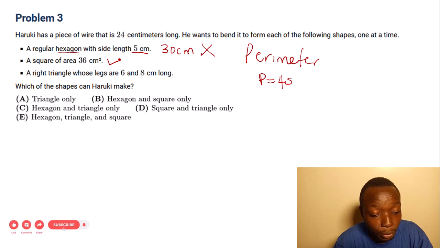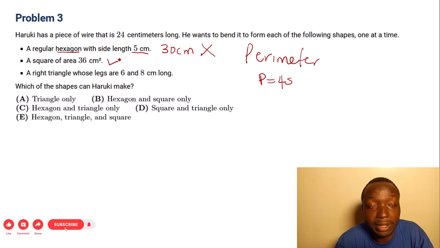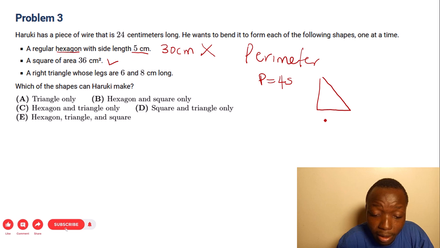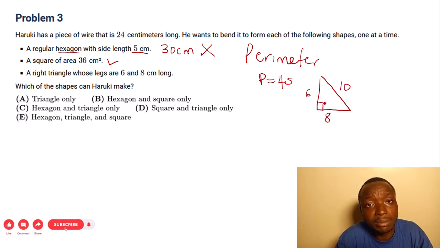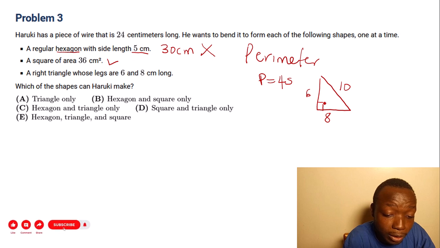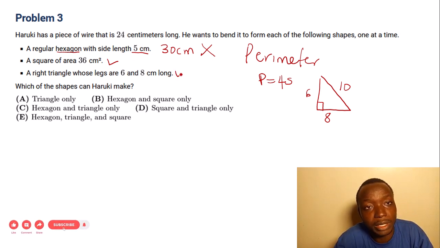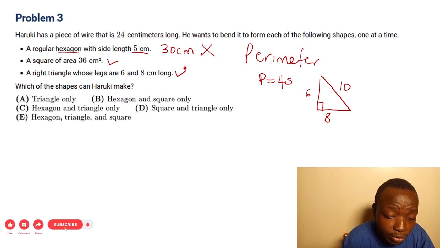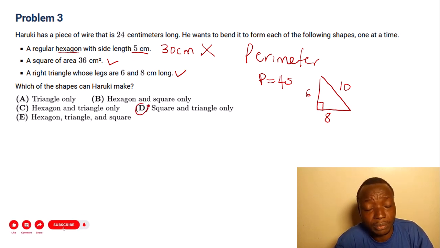Now let's look at the third option. The third option says a right triangle whose legs are 6 and 8 cm long. Now your knowledge of Pythagorean triples is being tested here. So you have this 6, 8, 10 triangle, and if you sum this up, 6 plus 8 is 14, plus 10 is 24. So it's possible that he can make this particular triangle. At the end of the day, he can make a square, he can make a triangle. So which option satisfies that? Square and triangle only. That's option D.